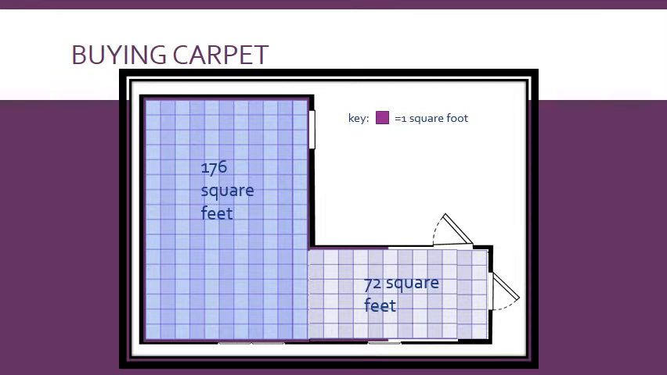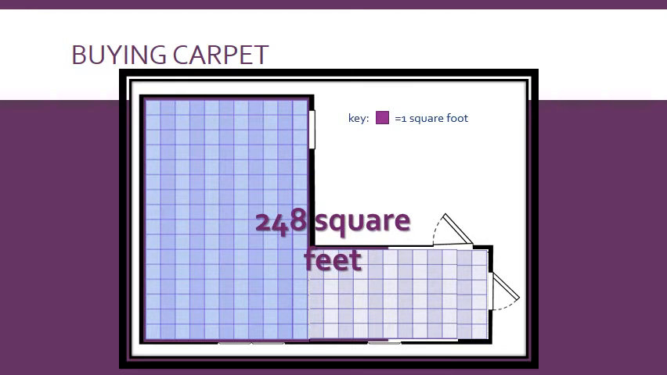I can't have two numbers. Oh, to find the total square feet of my bedroom, I would just add those two rectangles together. My bedroom has a total area of 248 square feet. So that's how much carpet I need to buy.